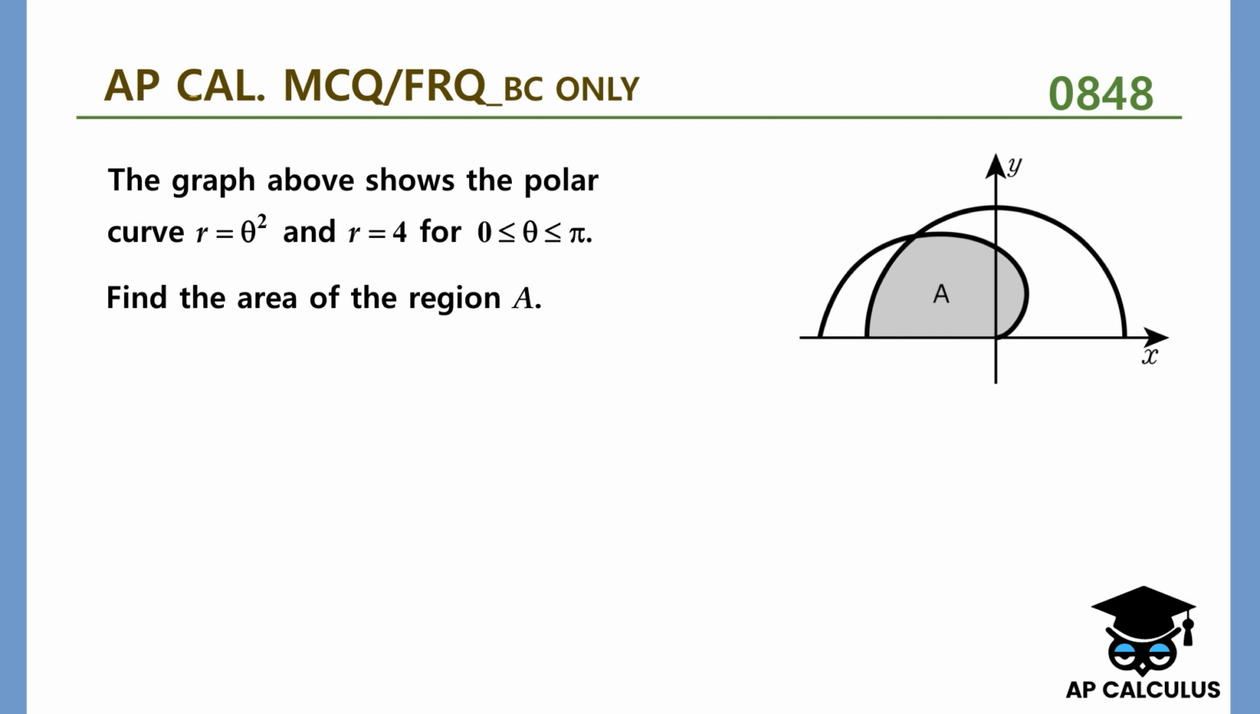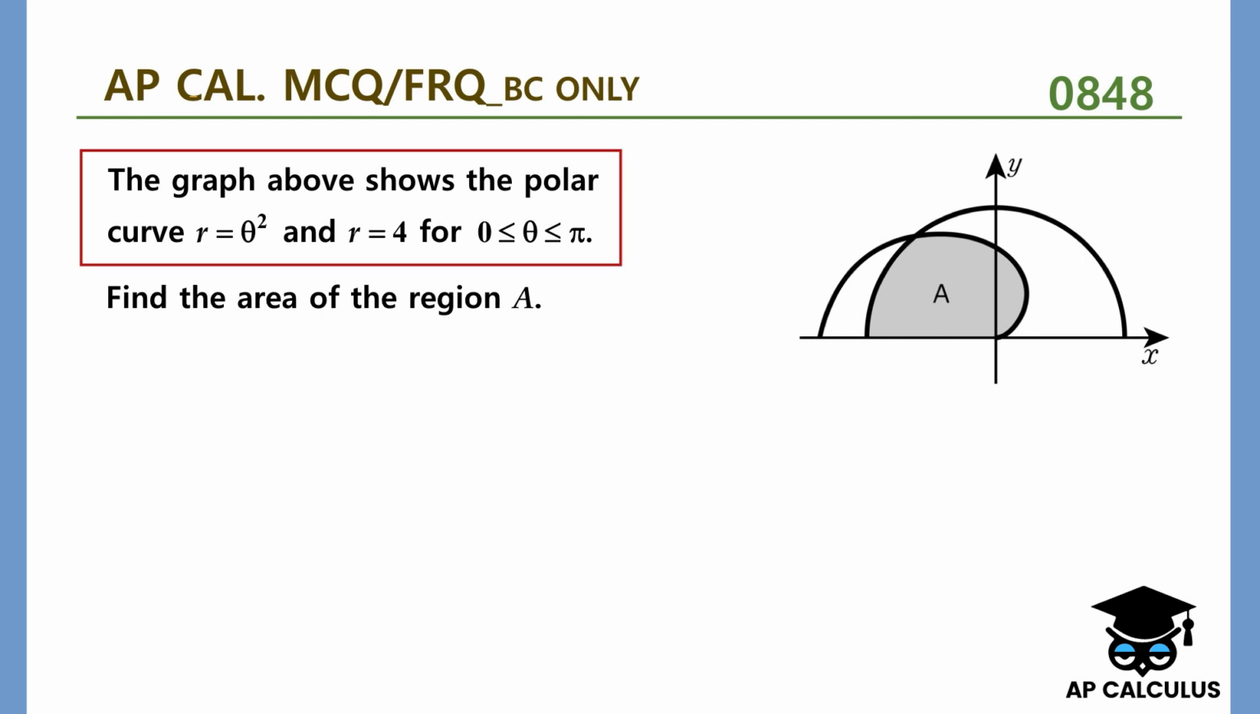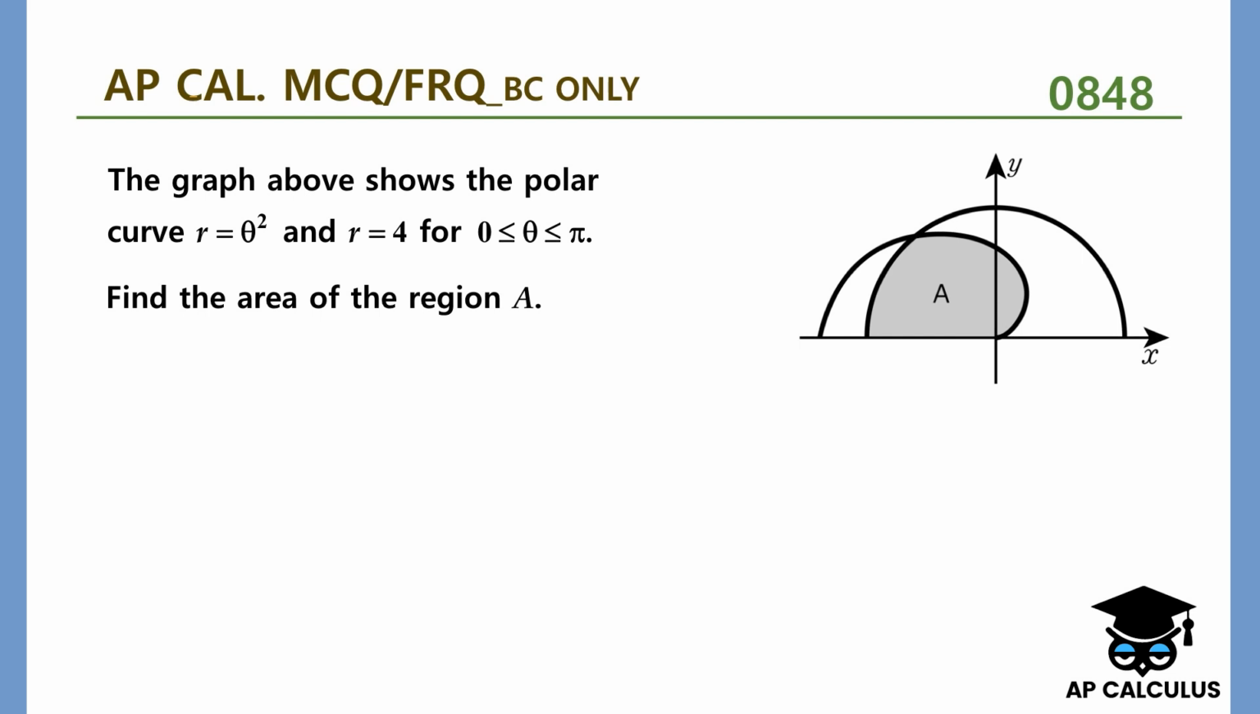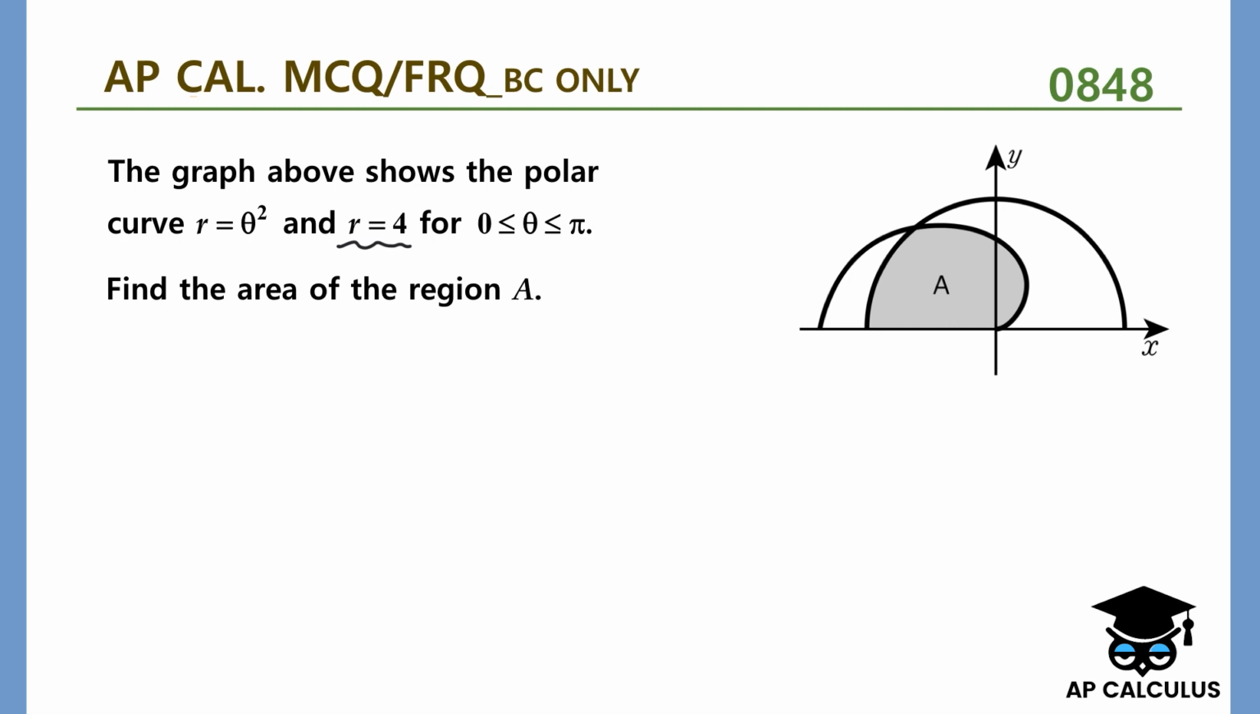Question 848. The graph above shows the polar curves r is equal to theta squared and r is equal to 4, for theta from 0 to pi. Find the area of the region A. Okay, the figure is right here, and we have two polar curves. R is equal to 4, that's a circle with radius 4. So this curve is r equal to 4. R is equal to theta squared, that's this curve. And we have an intersection here.